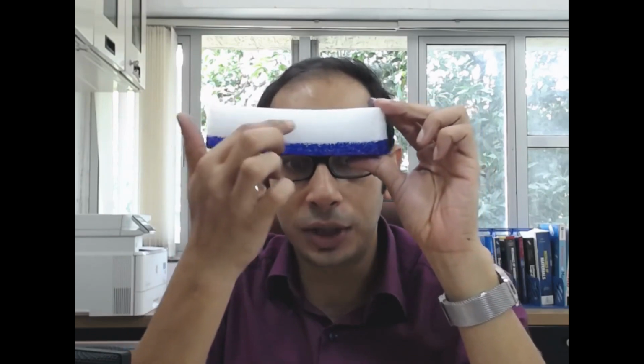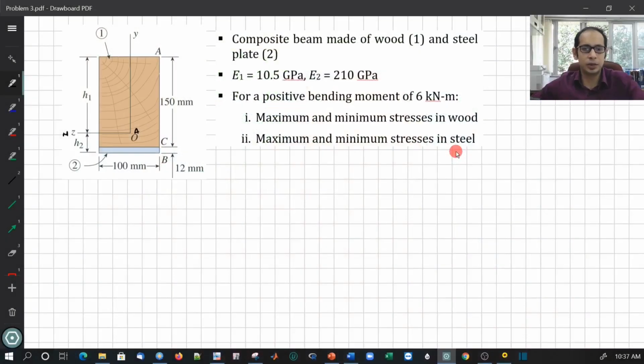Now, the neutral axis you cannot simply find by taking it from this composite section, because the neutral axis is not going to coincide with the centroid of the composite section that you have. It coincides with the centroid of the transformed section, as we had seen, right? So now let's go ahead and try to do this problem.